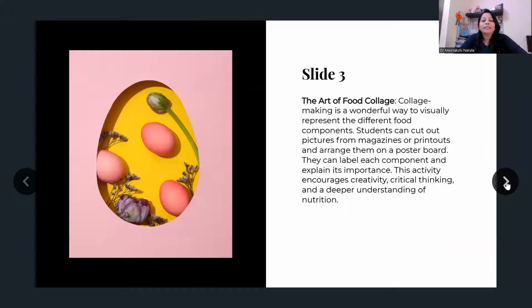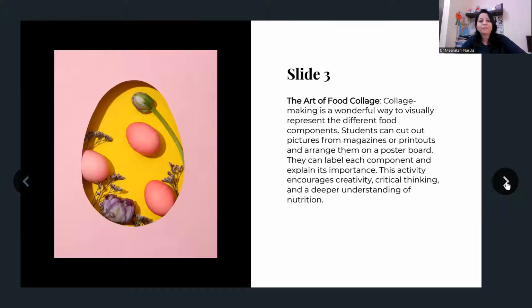And after that, the next activity that is there for you all, it is art of food collage. You may ask your students to gather the pictures from the magazines, from the newspapers. They can take the printouts, right? And for that, they can create a collage of the different food items, right? In a beautiful manner. See, little ones, they love to do it. They can go ahead with tear and paste or maybe picture pasting collage in any form, right? So this activity encourages creativity, critical thinking, and deeper understanding of the nutrition, right?